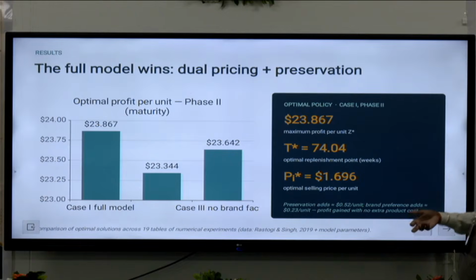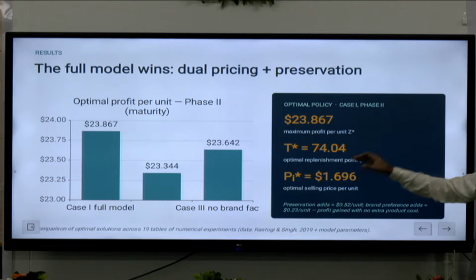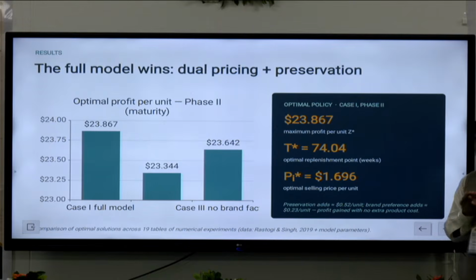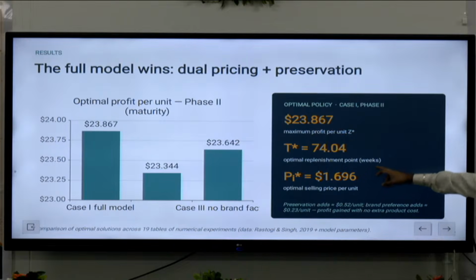Furthermore, what we find is the optimal replenishment period, that is 74, with maximum profit in phase 2. What is the reason? In phase 2, when demand gets stable, at that time period no other demand is there, holding costs are less, and generally they purchase the item more, orders replace more. The optimal policy is that we earn maximum profit, and the optimal selling price will be this.